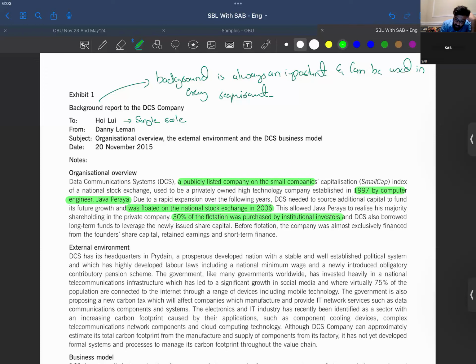And DCS also borrowed long-term funds, leveraging the newly issued share capital. Before flotation, the company was almost exclusively financed from the founder's share capital, retained earnings, and short-term finances. So now, in order to grow, Mr. Java has sold his shareholding, and it has led to around 30% of the flotation being given to institutional investors, right?